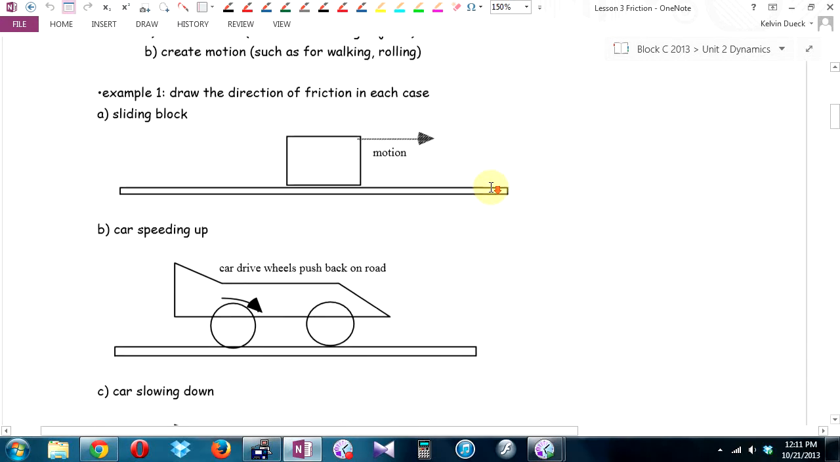Example 1. Draw the force of friction in each case. If you have a sliding block and the block is moving to the right, which way is the friction force going to be? More specific in this case, please. To the left.